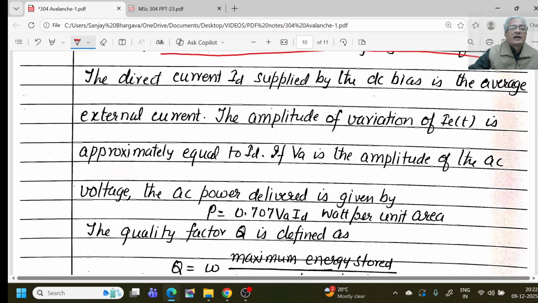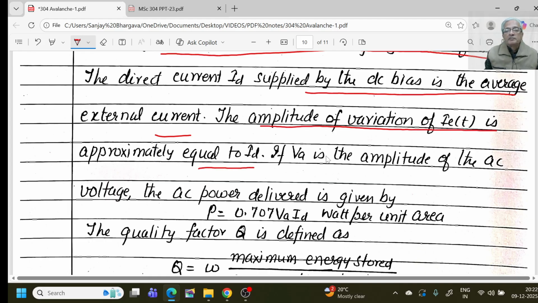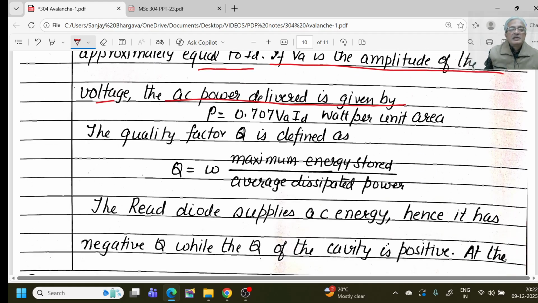The direct current ID supplied by the DC bias is the average external current. The amplitude of variation of IET is approximately equal to ID. So the direct current ID, which comes from the DC bias, is equal to the average external current. If VA is the amplitude of the AC voltage, the AC power delivered is given by P equal to 0.707 VA ID watt per unit area.